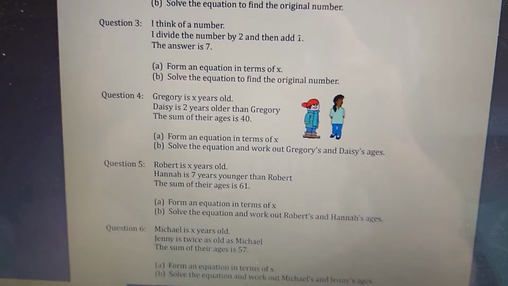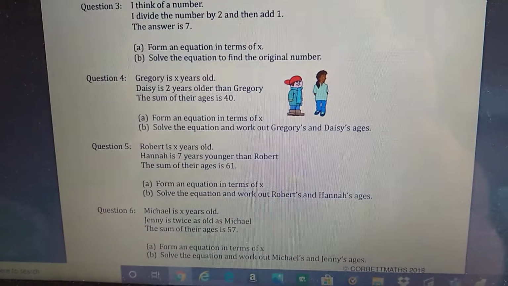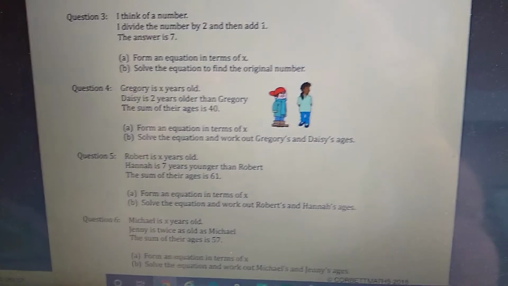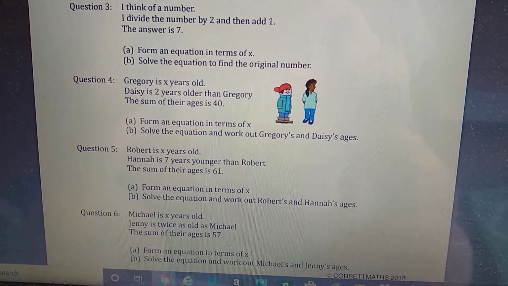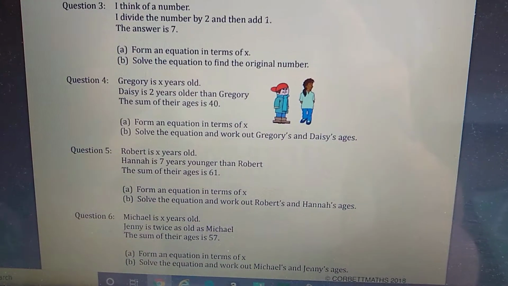A quick video to look at forming equations. So we're using CorbettMaths worksheet 115. I've been asked for questions 3, 4, 5 and 6, so here they are.